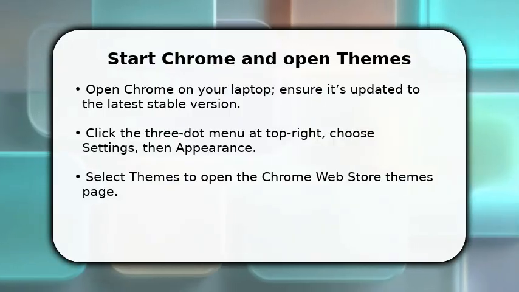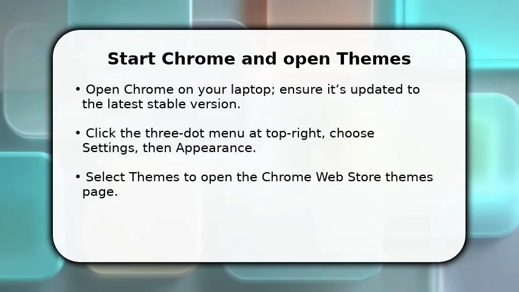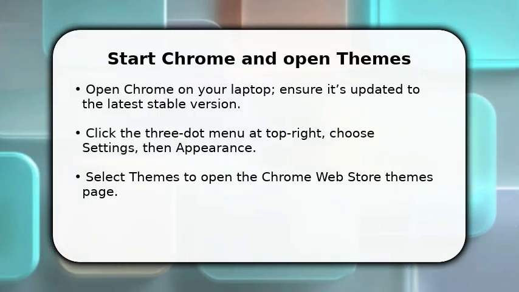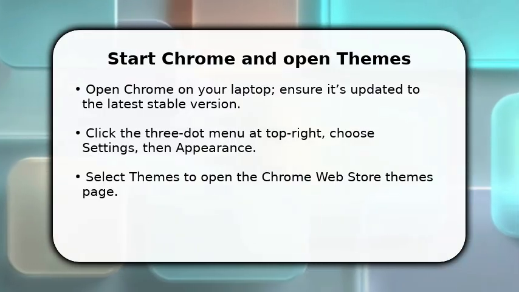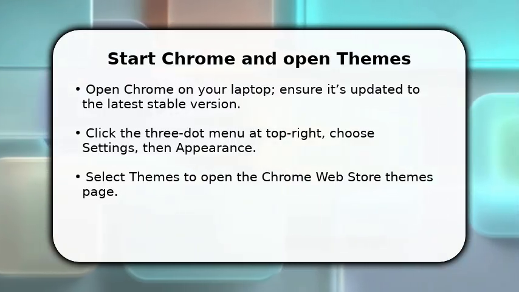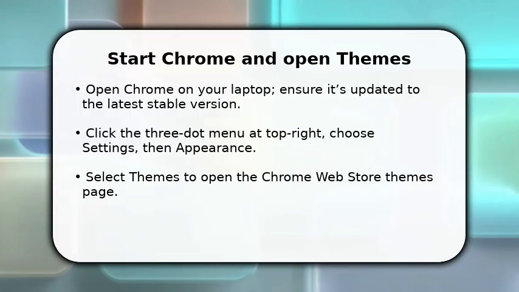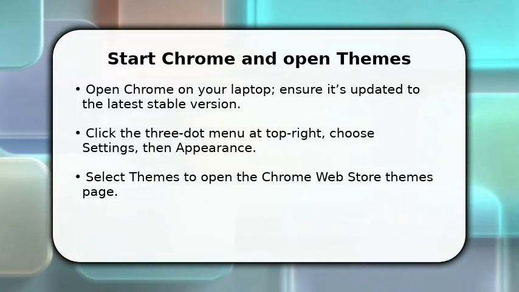You start by launching Chrome and immediately accessing the appearance settings so you don't waste time. Once Chrome is open, click the three-dot menu in the top right corner, then pick Settings and go straight to Appearance. Make sure Chrome is updated. An outdated build can hide controls.